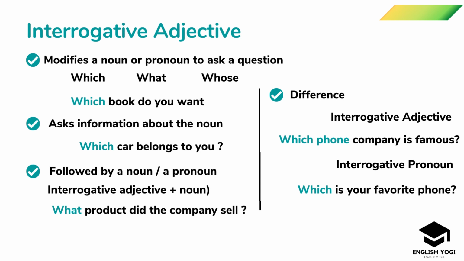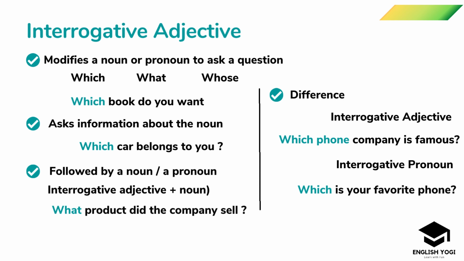And what exactly is the grammar rule of the interrogative adjective? It is "what" followed by a noun or pronoun. See the example: "What product did the company sell?" After "what" the word "product" is there, and "product" is a noun. So that is the structure, the format of the interrogative adjective.